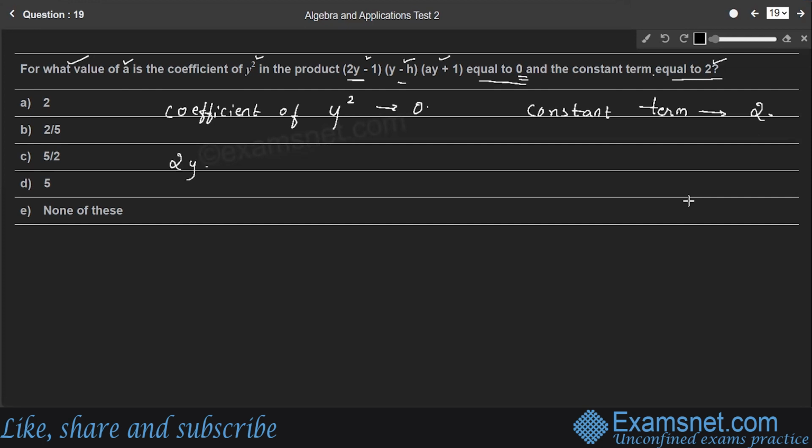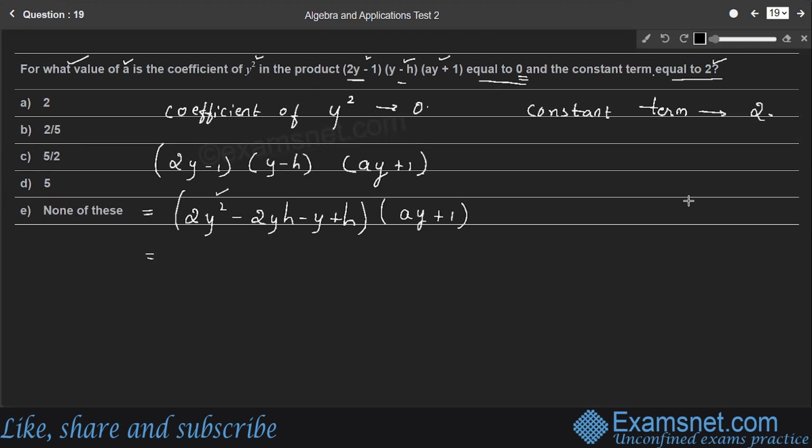So (2y minus 1) into (y minus h) into (ay plus 1). Right? So consider the product of the first two terms first. So 2y square minus 2yh minus y plus h, into the last term, which is ay plus 1. Right? So consider the product of these two.